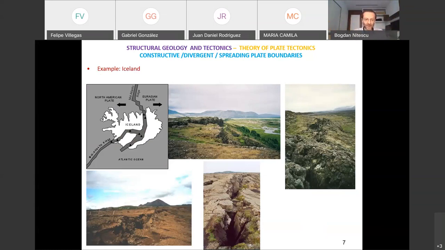So these are images showing you surface expressions of the cracks at the surface associated with the mid-ocean ridge. And Iceland is a place with active volcanism, you know that. So there are eruptions and recurrent additions of new material at these places where you have these cracks. All right, so all you see here is volcanic material, obviously.